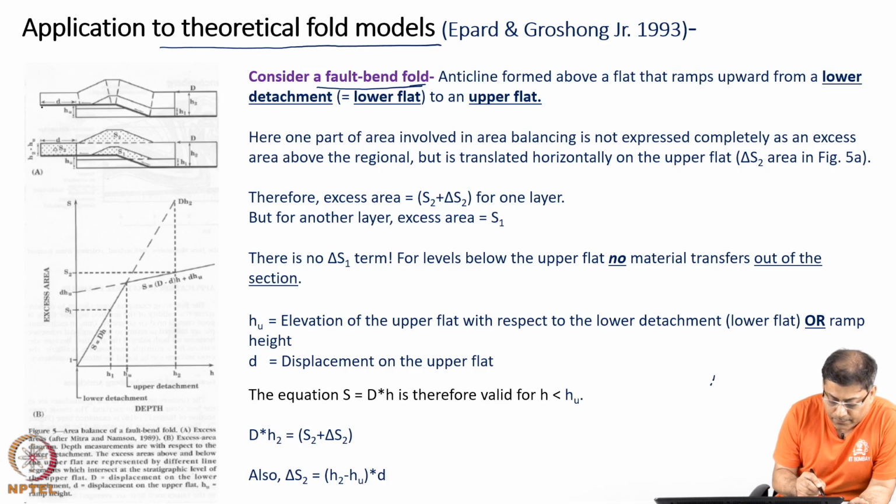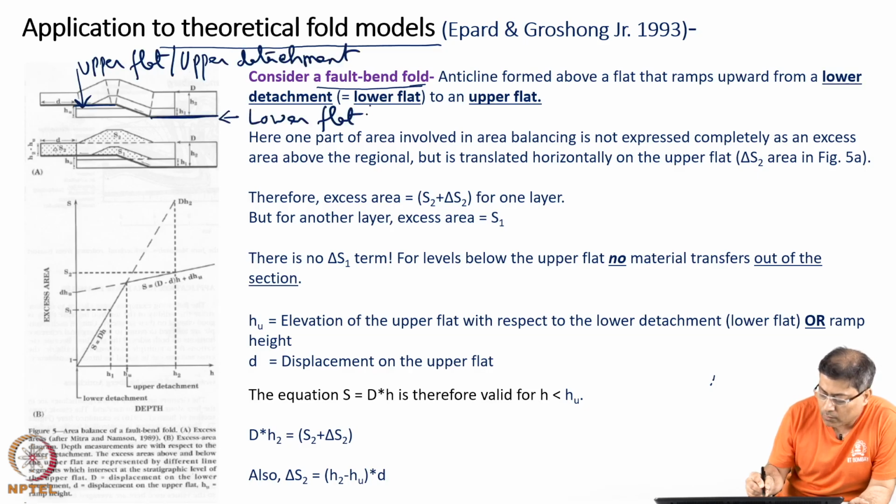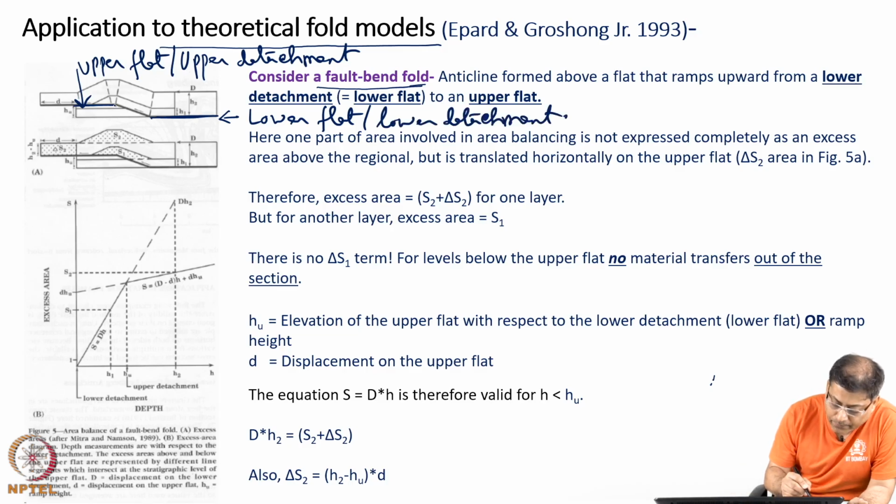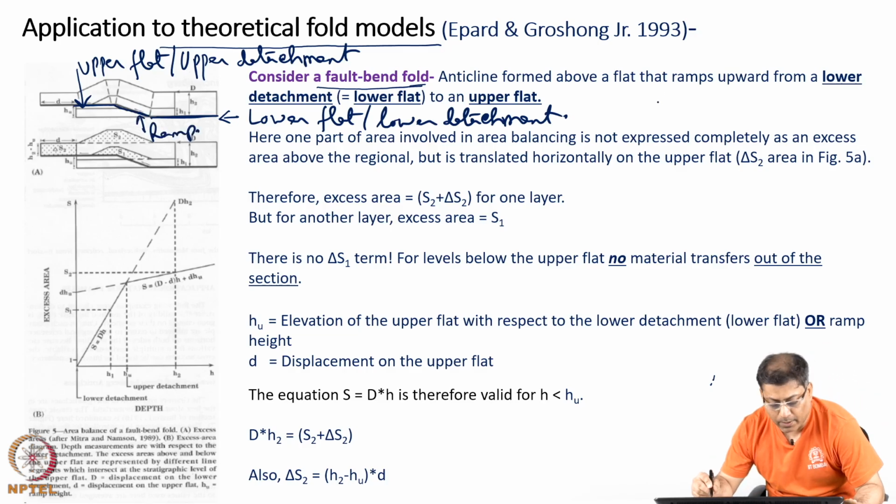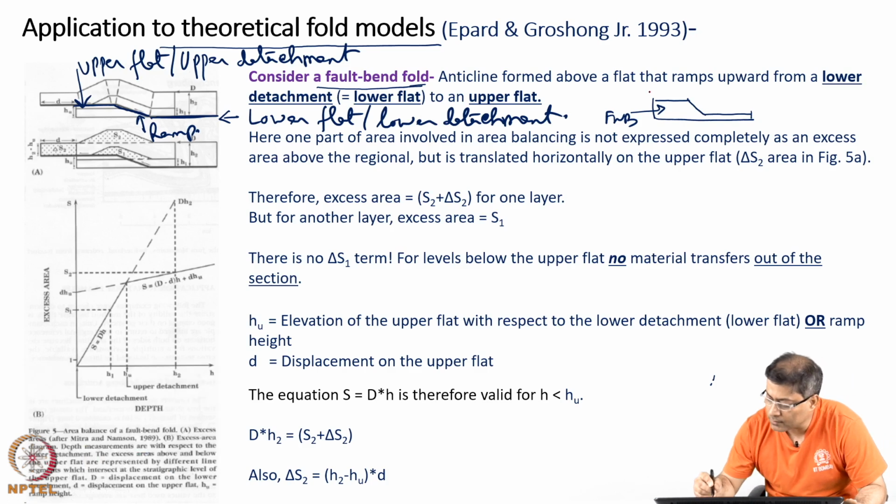In this diagram, here is the upper flat, also we can call it upper detachment, and here is the lower flat, or we can call it a lower detachment. Connecting them is the slanting ramp. We are dealing with upper flat or upper detachment, then a ramp, and then a lower flat or the lower detachment. This is the geometry of the footwall block, and above it consider this layer to start with.